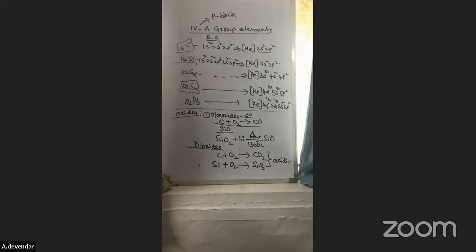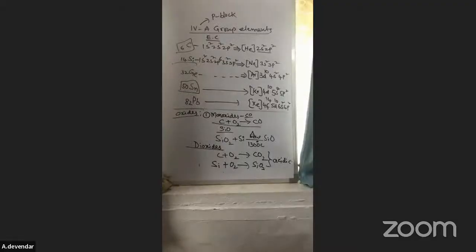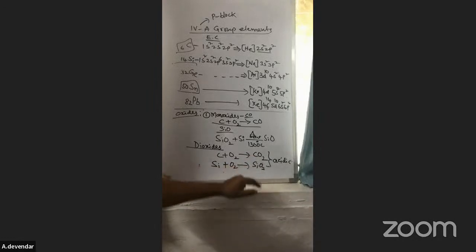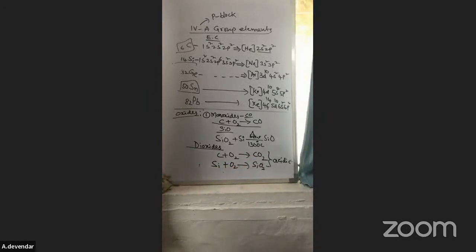Now coming to this one. Here the question is from our examination point of view. Both are acidic in nature, but is carbon dioxide a liquid or a gas? Carbon dioxide is a gas only. Okay. What about the silica? Sand. Is it liquid or gas or solid? Solid. It is a solid. Okay. Carbon dioxide is a gas. Silicon dioxide is a solid in nature.